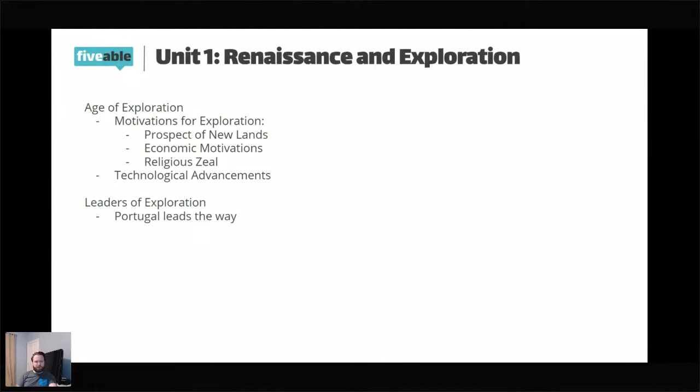So when you think about leaders of exploration, Portugal leads the way by exploring Africa and setting up trade posts and trade routes along the African coast. And then, of course, going to India. They're the first country that makes a successful voyage around Africa to India and then back. But Spain follows them pretty soon after that, with Spain, of course, going across the Atlantic Ocean to North America. And this leads us to the Treaty of Tordesillas, which divides up the world between Spain and Portugal, which is really interesting to think about.